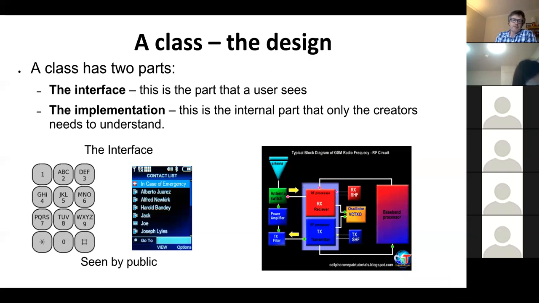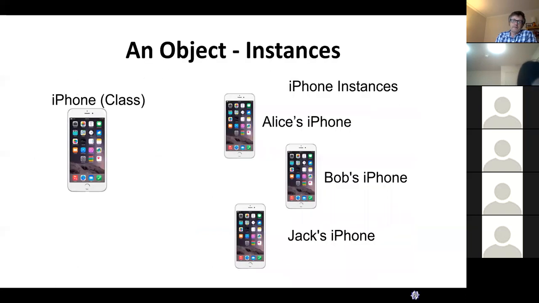So the interface is seen by the public, the implementation is hidden away, and in fact, sometimes it's even secret, right? Apple doesn't want you to know exactly how their phones work because they don't want you to steal their ideas. Unseen, private.